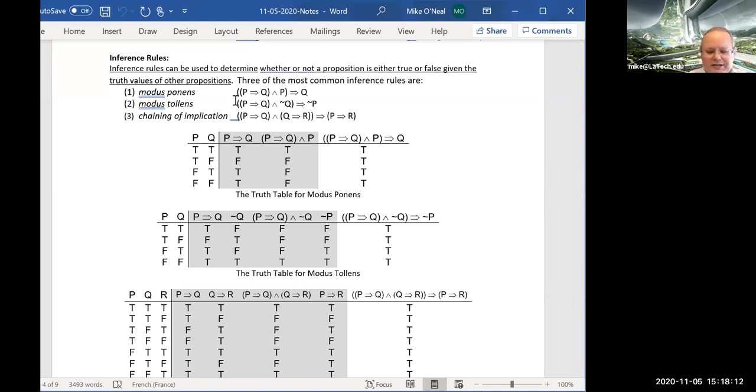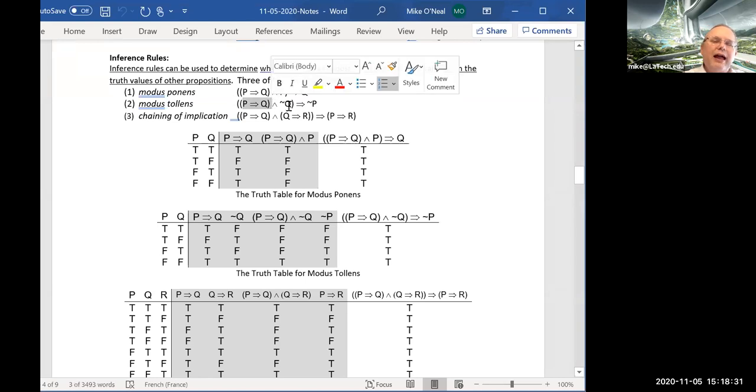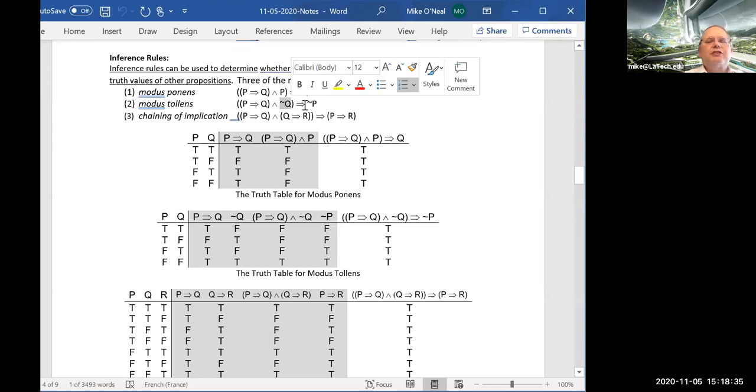Modus tollens is like modus ponens, only it reasons backwards. If I have an if statement that's true, and I know that the conclusion is false, I can conclude that the premise must also be false.